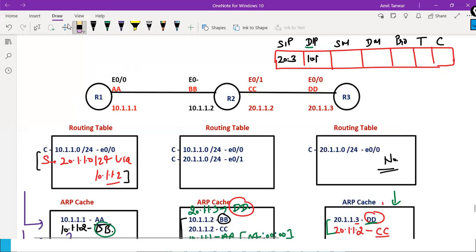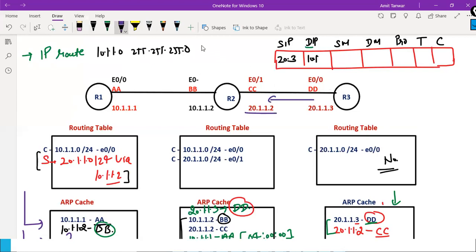So then there will be a command for router 3, that is ip route. What's the destination network? It is 10.1.1.0 with slash 24. And what is the next hop? The next hop in this direction will be 20.1.1.2. So after this entry, router 3 will update its routing table.